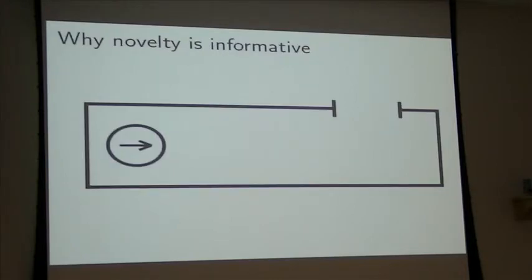To aid our intuitions in why novelty might sometimes be informative, imagine we have a robot in this hallway, and we'd like to evolve a brain for this robot that travels through the hallway and escapes out the doorway over there, far side.